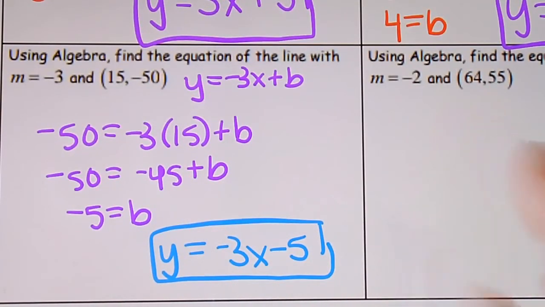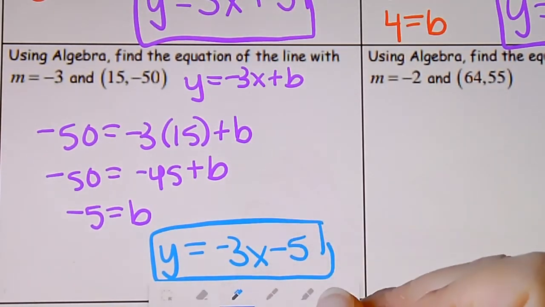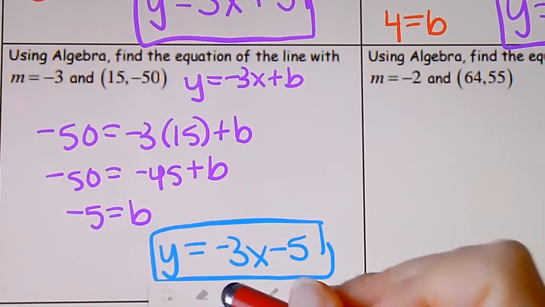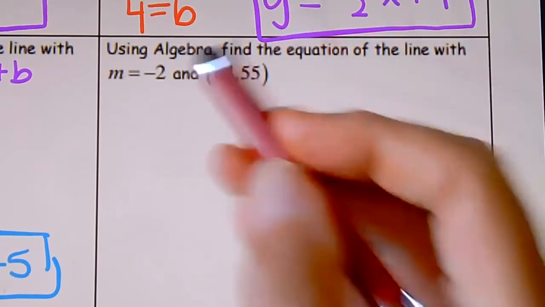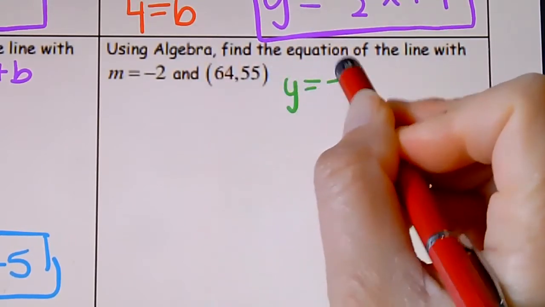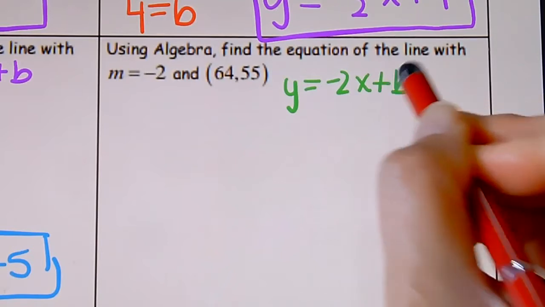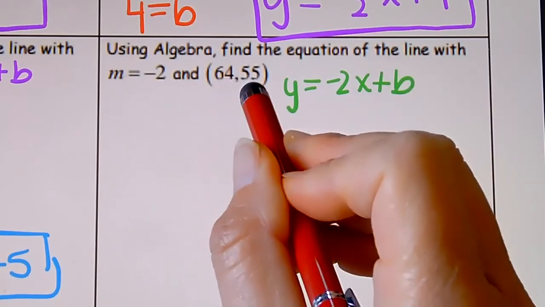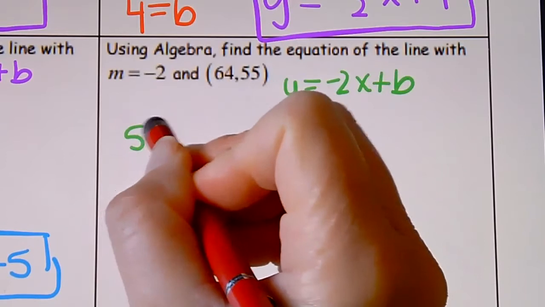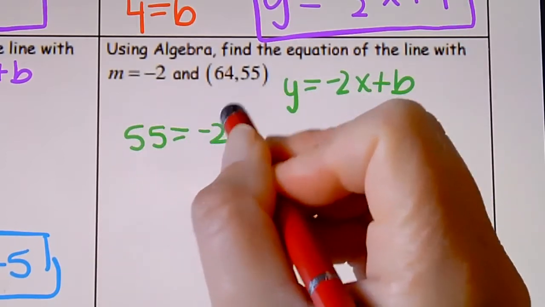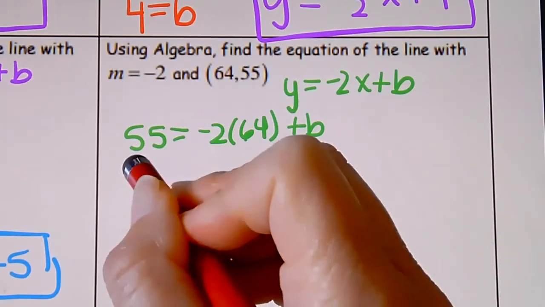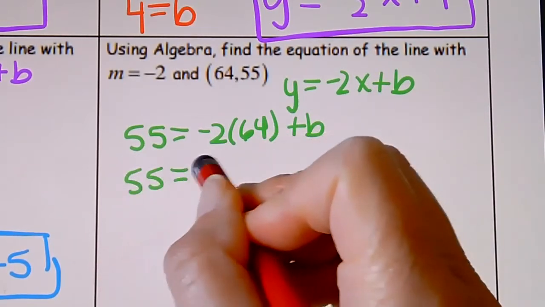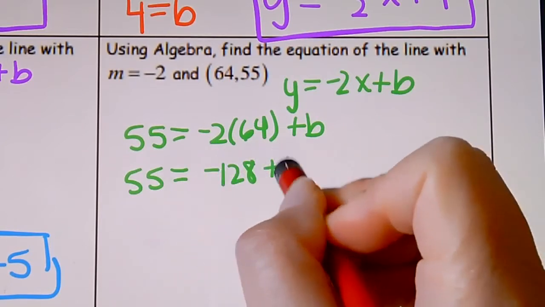Okay, here's even bigger numbers. Let's see what happens over here. Again, same process. So I've got y equals negative 2x plus b. Put 64 for x, 55 for y. So 55 equals negative 2 times 64 plus b. 55 equals negative 128 plus b.